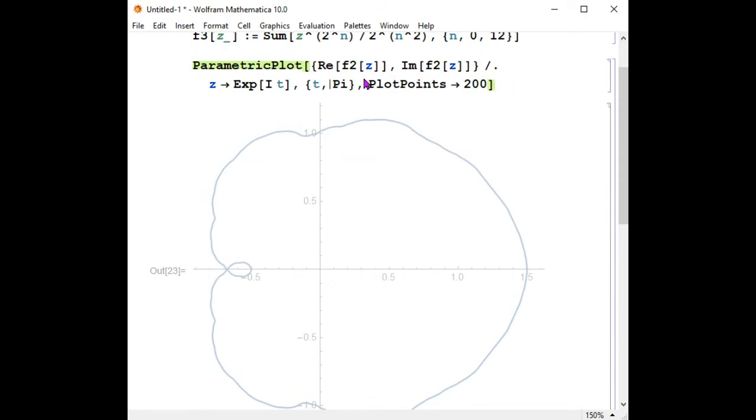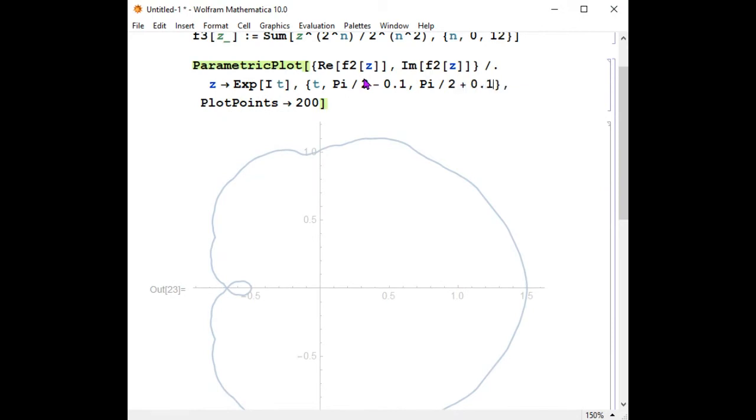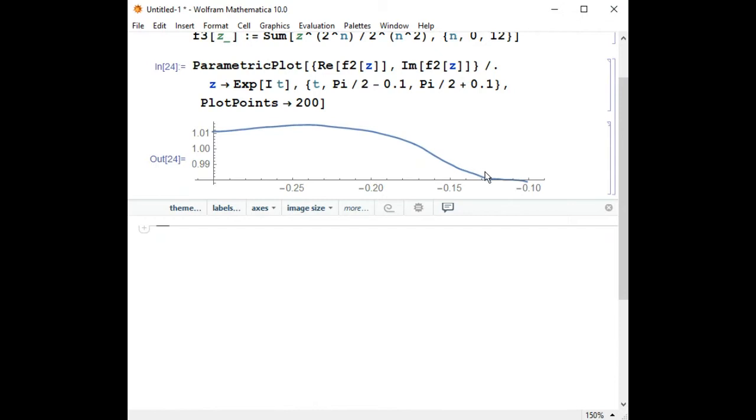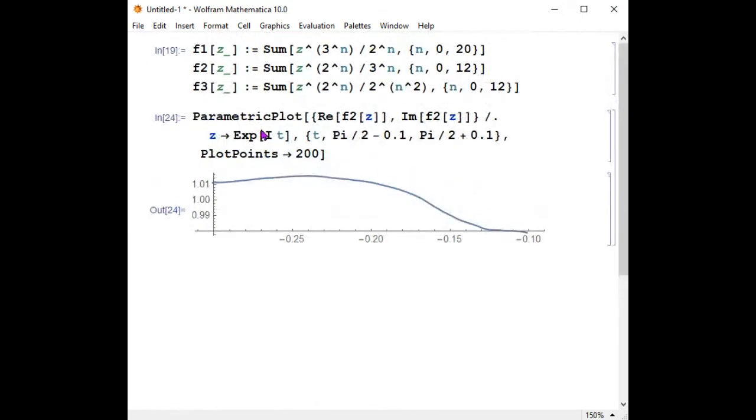If I was to plot over a small region, it's smooth. It's differentiable, no problem. It doesn't have a second derivative that works well, but it's differentiable, no problem. What about F3?